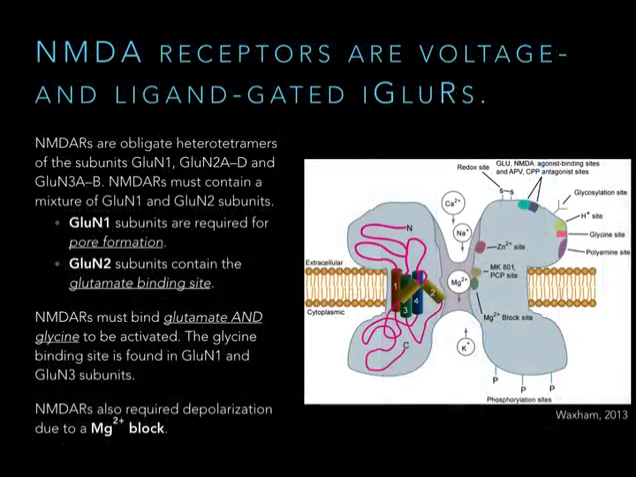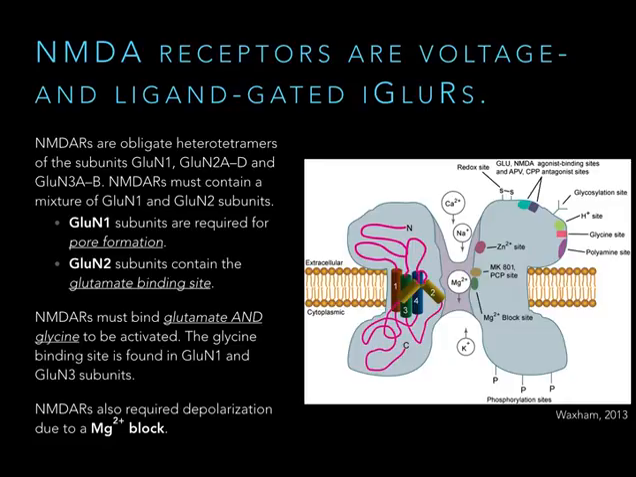NMDA receptors, on the other hand, while they are ligand-gated, they are also voltage-gated by way of the magnesium block. So NMDA receptors are made of many different subunits, which I don't care if you know. They need to have GLU-N1 and GLU-N2. GLU-N1 is required for pore formation, and GLU-N2 has the glutamate binding site. Both of those are necessary. But then they'll have a mix of other different subunits to give them different properties, which we won't really be discussing in this class.